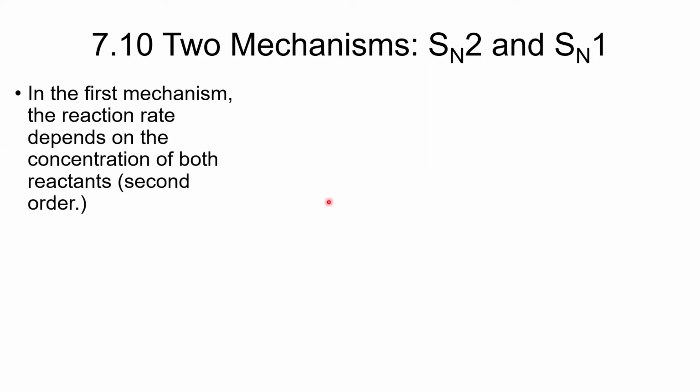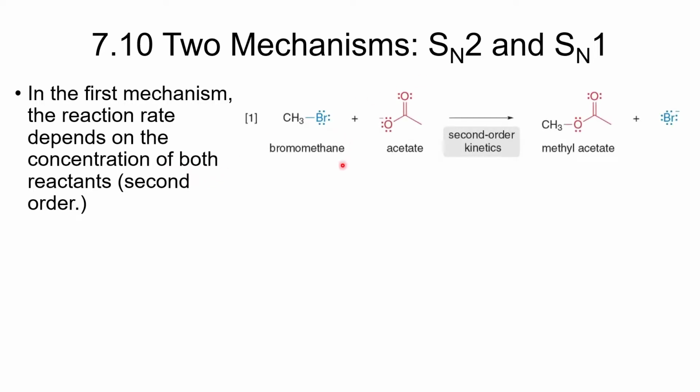Well, now that we understand that there are two mechanisms, we want to give those mechanisms names so that we can refer to them more easily and discuss them more easily. So the first mechanism that we're going to look at, the reaction rate depends on the concentration of both reactants, both the nucleophile and the alkyl halide.